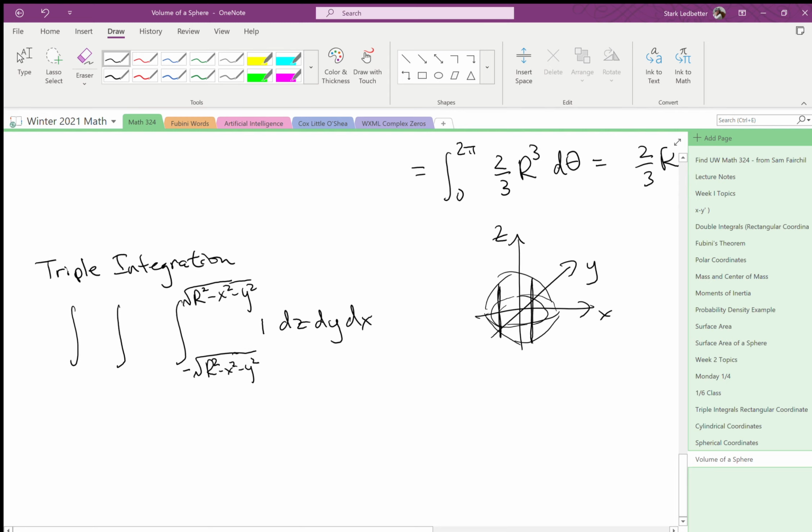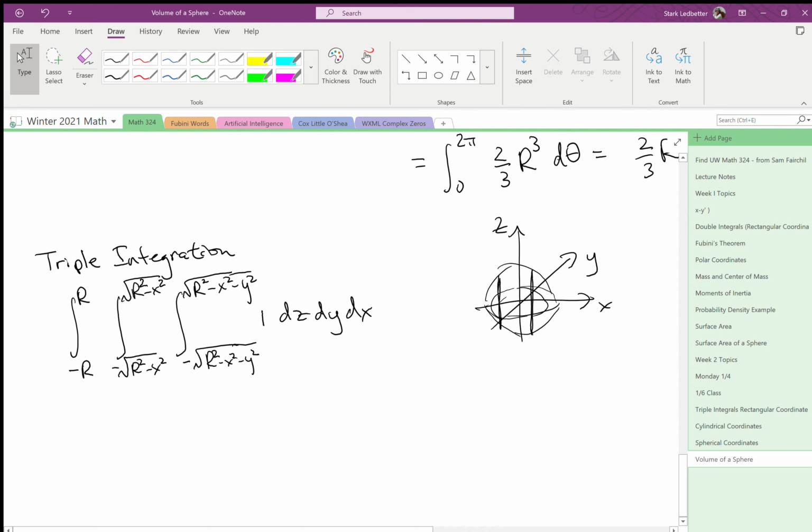And then our y values are going, let's see, x is going to go from negative R to R, y is going to go from negative root of R squared minus x squared to positive root of R squared minus x squared. Okay, and then we integrate that. This is going to look a lot like, after one step, this looks like the double integration, actually.